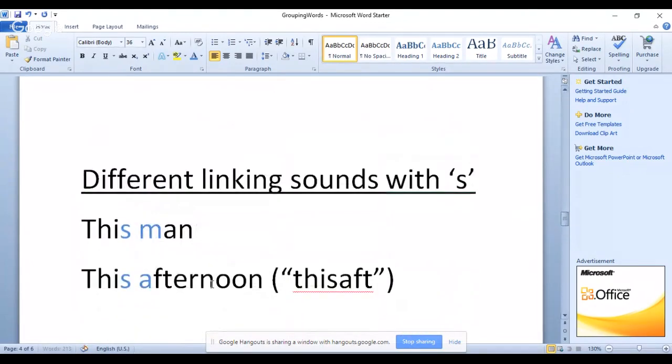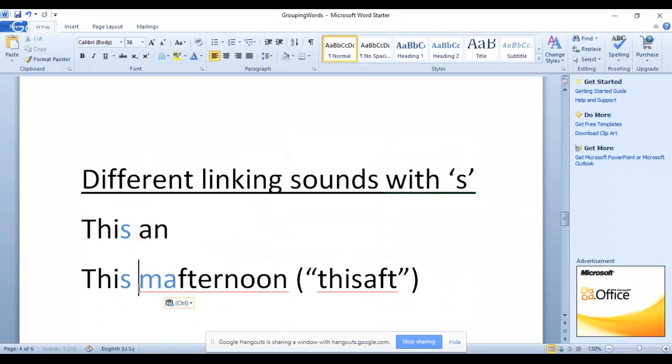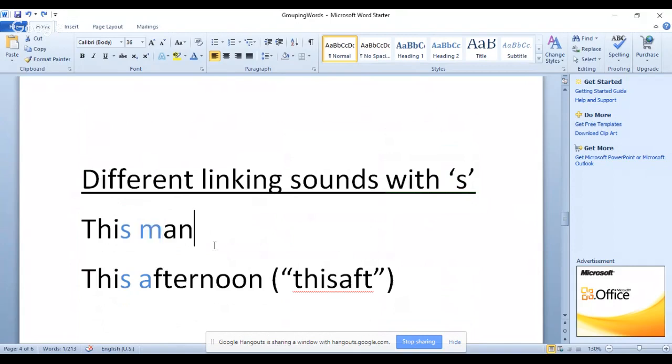Okay, so now we have different examples with different letters, and I have a story with this one. Different linking sounds with S, for example. We have S and a consonant, and then I have S and a vowel. So we have two different sounds. We link these two sounds together when we're saying this.